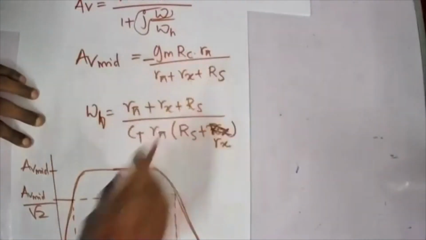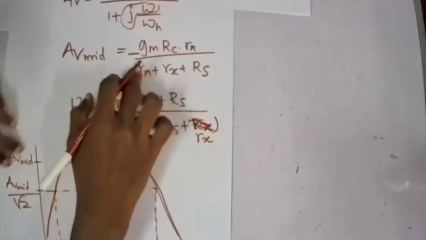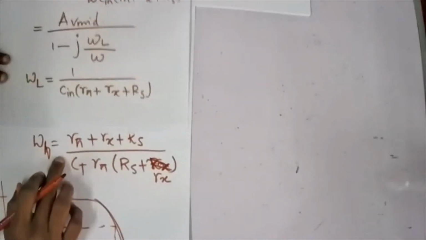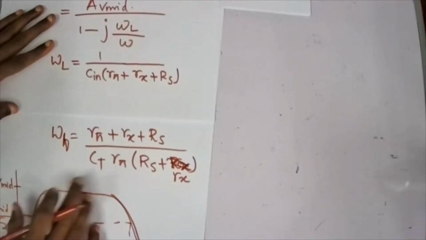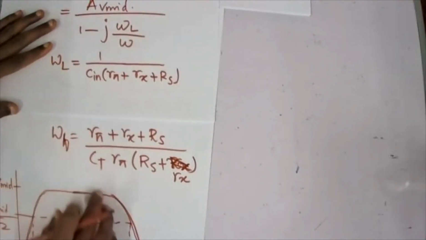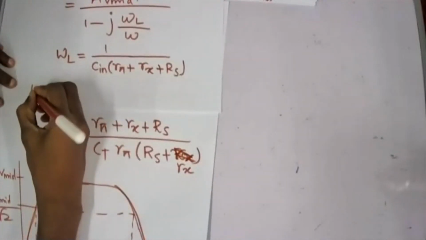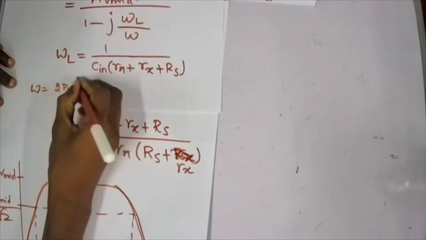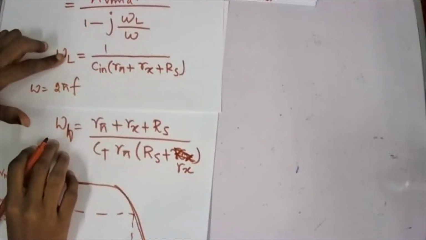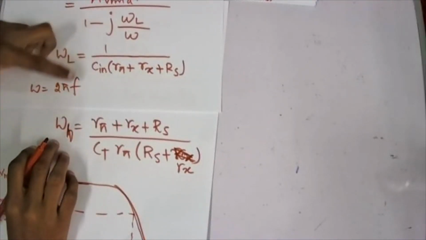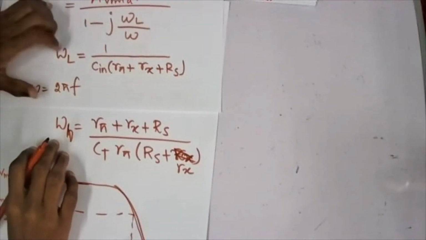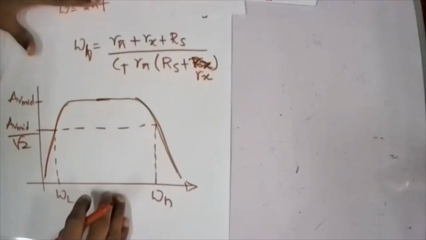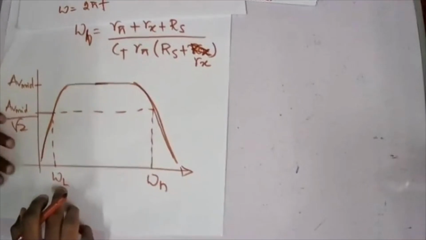Yes, so there should be a minus here. This is same as low frequency analysis. Then we have omega H, which is this one, and omega L, which is this one. Omega is actually angular frequency. If you want to convert this into f, we know that omega equals 2 pi f, so just divide the whole term by 2 pi and you will get omega L and omega H in hertz. This will be angular frequency.